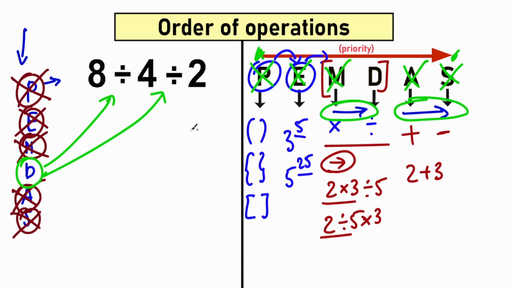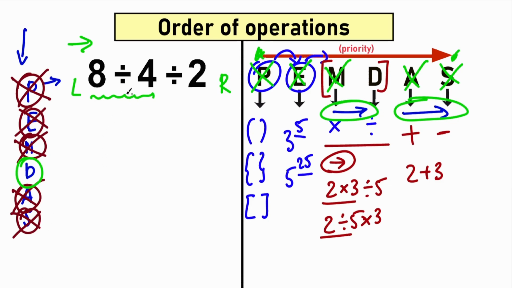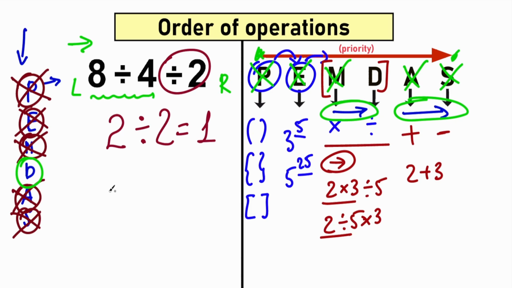And let's do this right now. From left to right, this is our left side and this is our right side. The first sign from left to right is this division. So we need to divide 8 divided by 4, which is equal to 2. And we write this down. Then 2 divided by 2 is equal to 1. So according to the PEMDAS order of operation, our answer is 1.